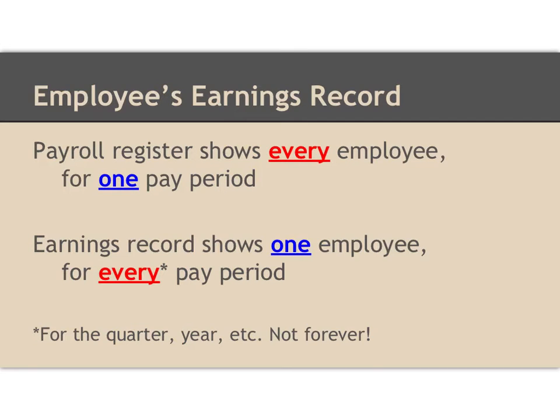And again, the difference here is pretty clear. The payroll register lists out every single employee, but it only covers one pay period on the paper. The earnings record, meanwhile, shows only one employee, but it covers all the pay periods, and not all the pay periods forever on one piece of paper. That would be ridiculous. But for 1 quarter or for 1 year, typically it's one accounting period.